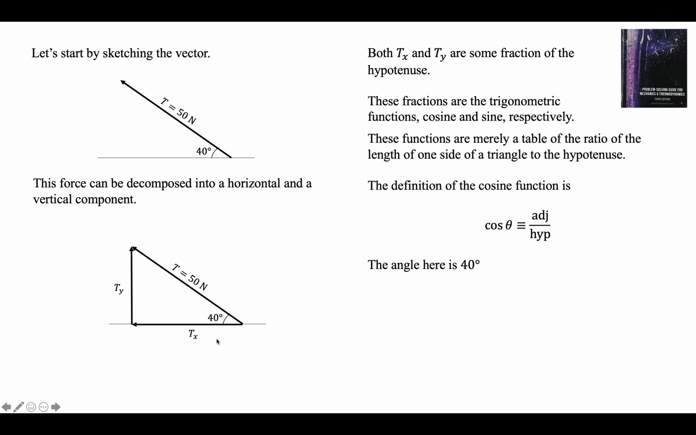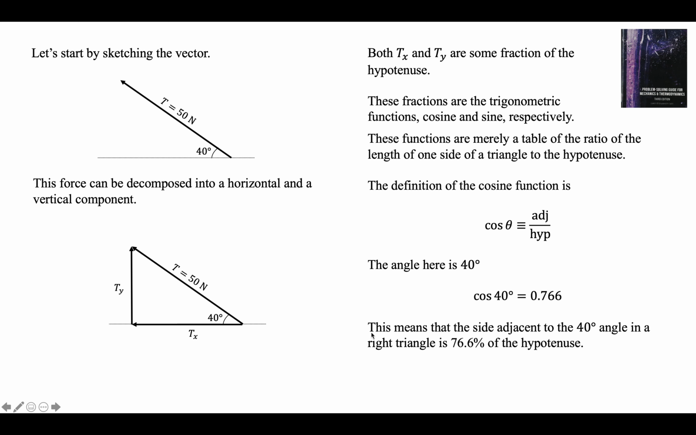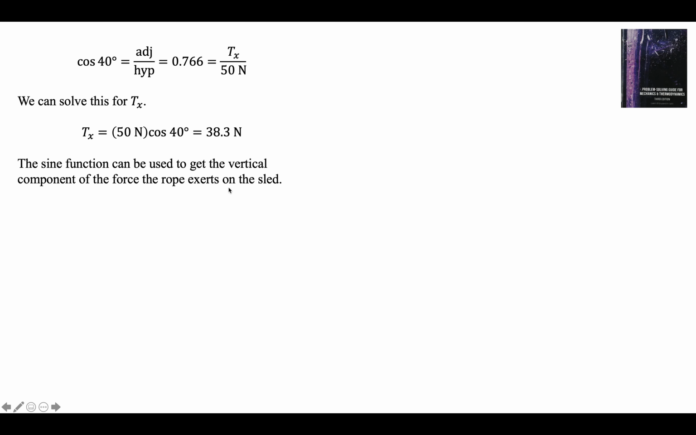The angle here is 40 degrees. So cosine of 40 degrees is 0.766. So this means if there's a 40-degree angle, the adjacent side is 76.6% of the hypotenuse. That's what cosine means. And we can write it. Cosine 40, adjacent over hypotenuse. The adjacent side is t sub x. The hypotenuse is 50 newtons. And we can solve this equation for t sub x. And we get 38.3 newtons. So that's the horizontal component.